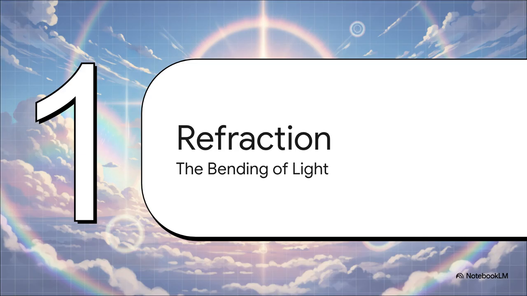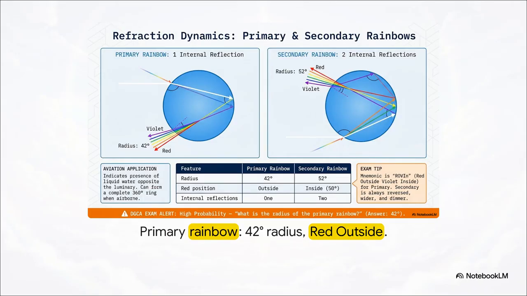The bending of light. Refraction is essentially the bending of light through mediums like liquid water or solid ice. First up, we have the classic rainbow. The concept here involves double refraction and total internal reflection. A primary rainbow has 1 internal reflection and a 42-degree radius. A secondary rainbow, on the other hand, has 2 internal reflections, it's wider at 52 degrees, and it's much less bright. Operationally, a rainbow is telling you there's liquid water opposite the luminary. That's the sun or the moon.